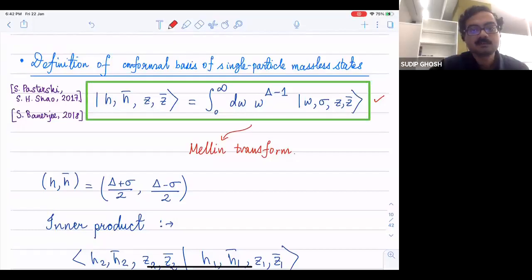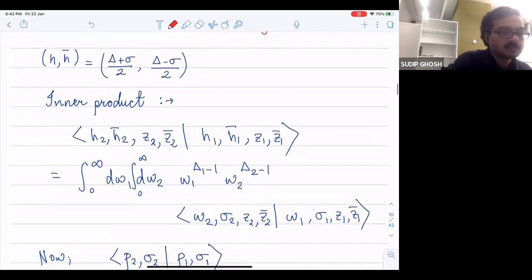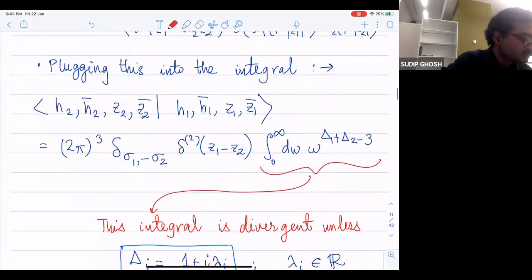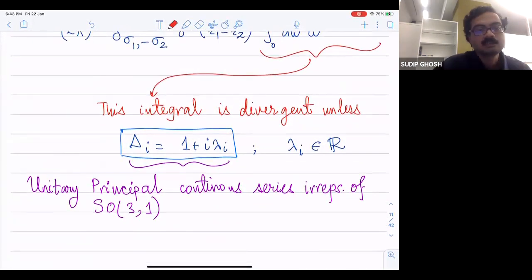...was the helicity of the single particle state, which had the interpretation as the two-dimensional spin from the CFT perspective. And then what we did was to actually see what the inner products of these states are. We convinced ourselves that these inner products are delta function normalizable when the scaling dimensions lie on what is known as the principal continuous series representation of the Lorentz group, where these deltas take values of the form 1 plus i lambda, with lambda being a real number.